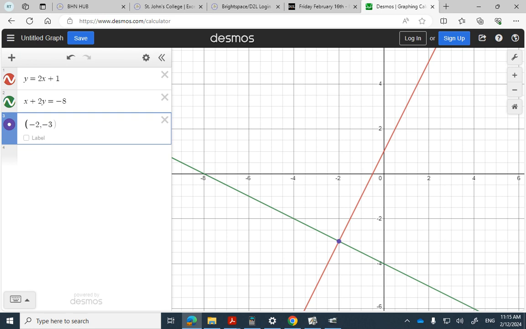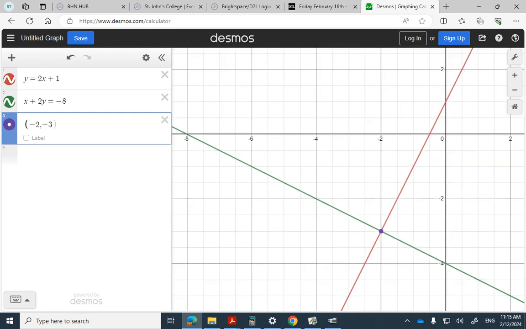Negative 3. Major breakthrough in our thinking right here, all on the graph there. If you graph those two lines, they both go through (-2, -3). It gets better than that. There's only one point they both go through. That is the solution to these equations. Okay?